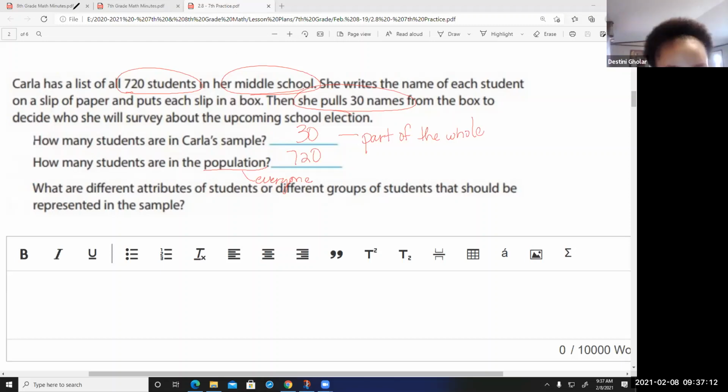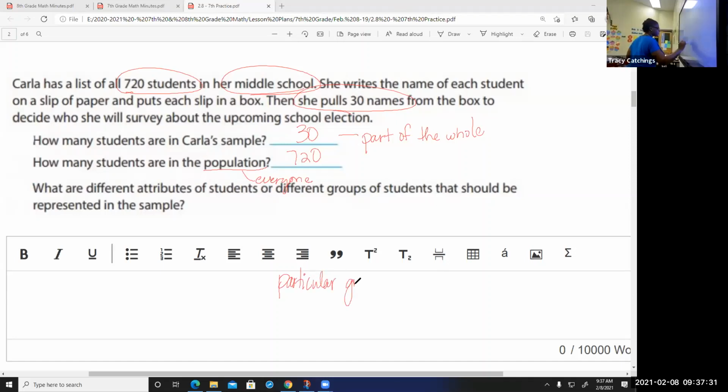7. What do you mean by 7, Destiny? The 7th graders. All right, so that's a particular grade. All right, what else?